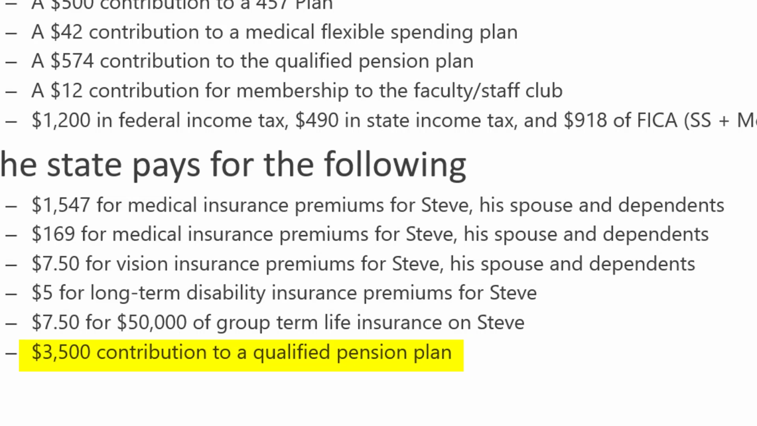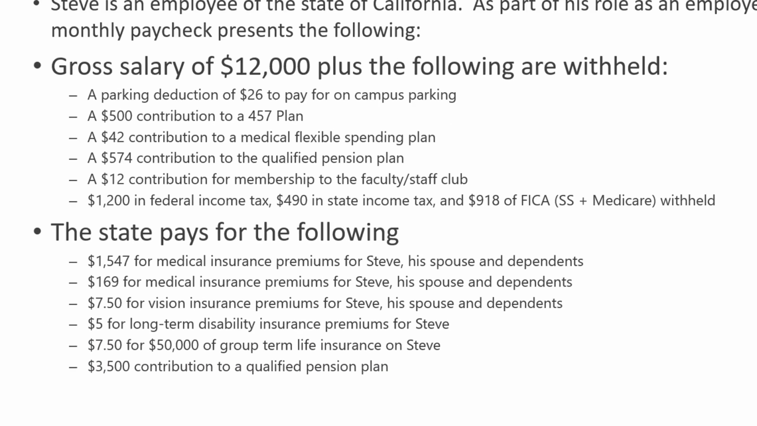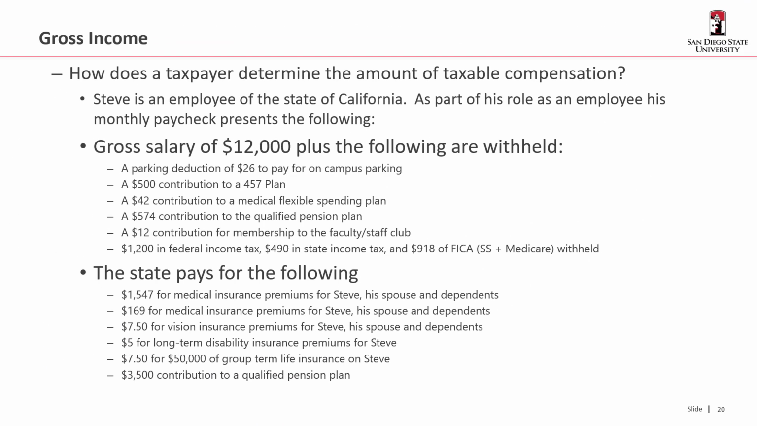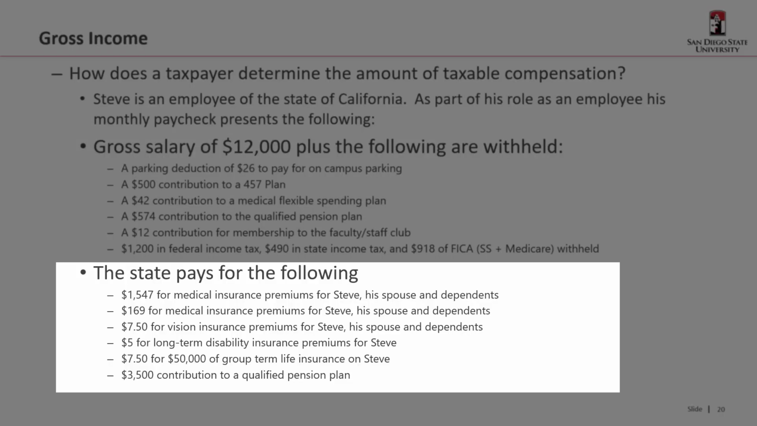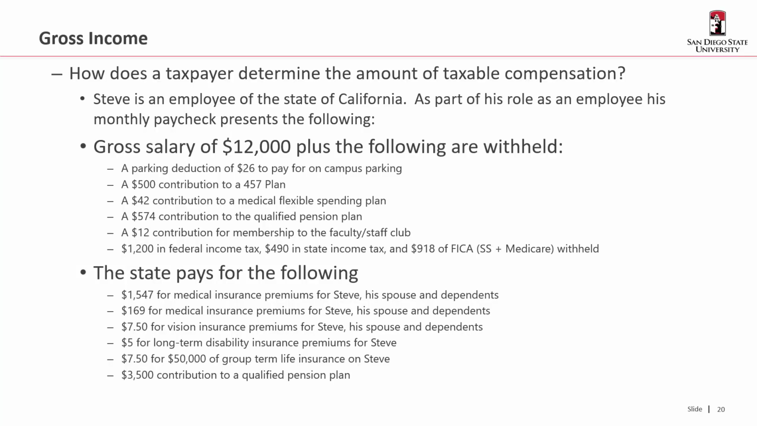And then $3,500 is contributed to that same qualified pension plan, and that money is contributed by the state and not withheld from Steve's paycheck. So the top items are withheld from his pay. The bottom items are just paid for by the state. So given all this information, the question you would normally have to ask is, okay, that's fine. What is Steve's taxable income?